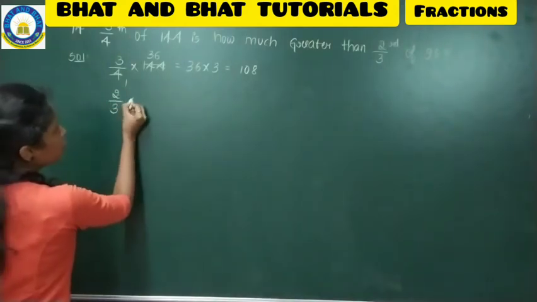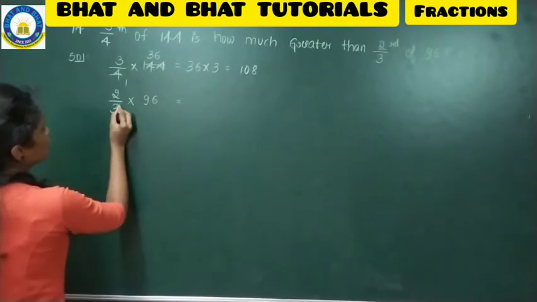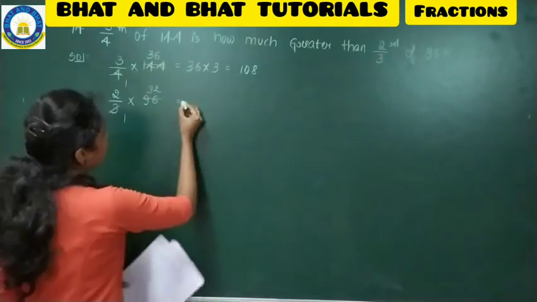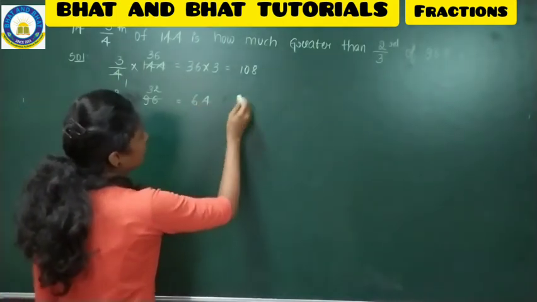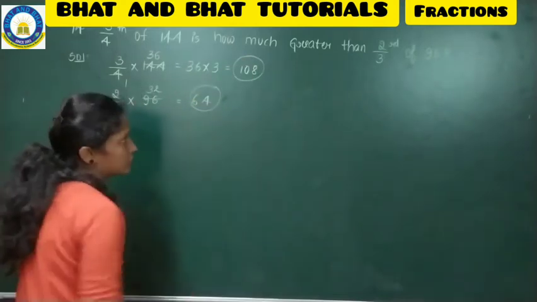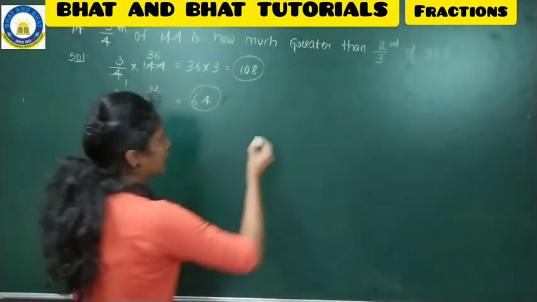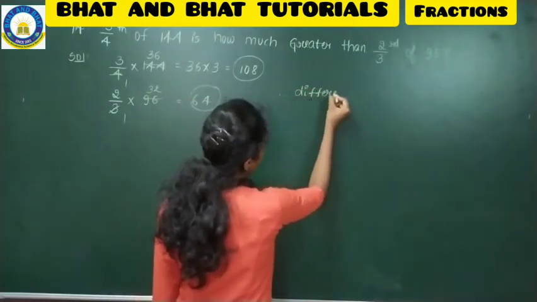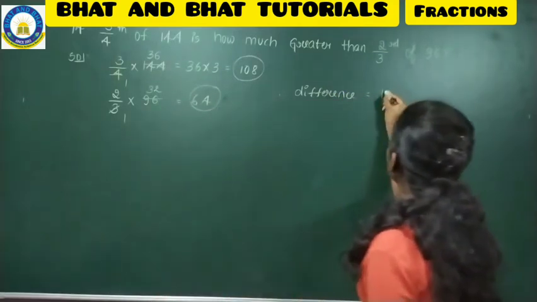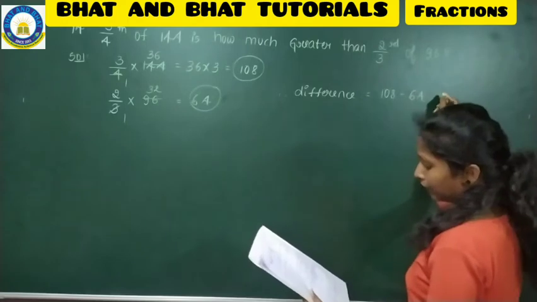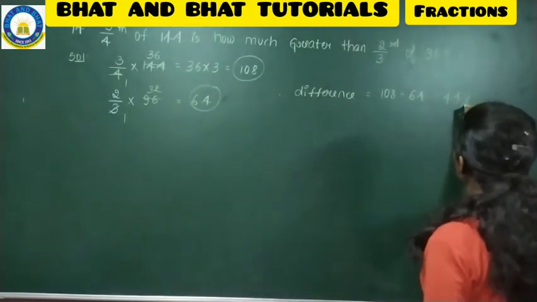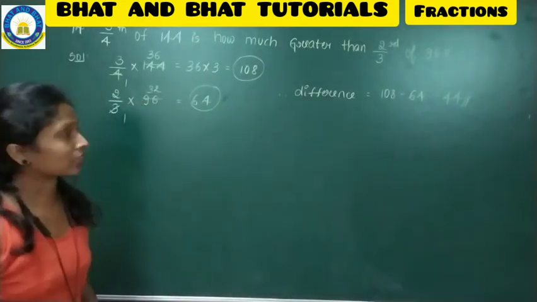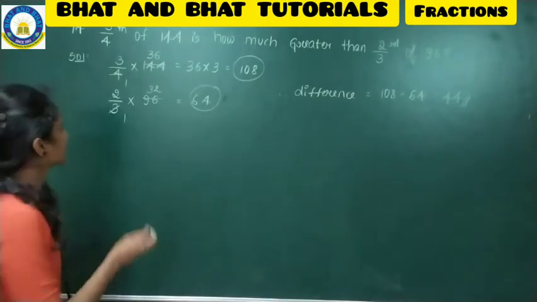Next, you have 2 by 3rd of 96. 3 ones are 3, 3 twos are 6, so 32 into 2 will give you 64. So now you have got 108 and 64. What you have to find is which is greater, so for that you have to take the difference. The difference is 108 minus 64, and if you subtract it you will get 44 as the answer. That means the first number is greater than the second number by 44.